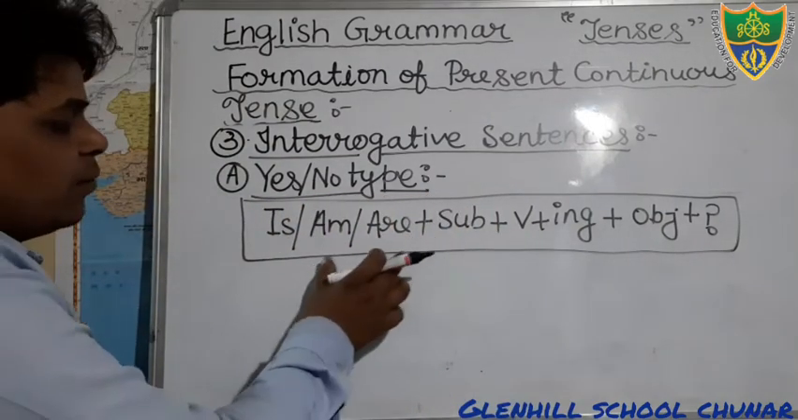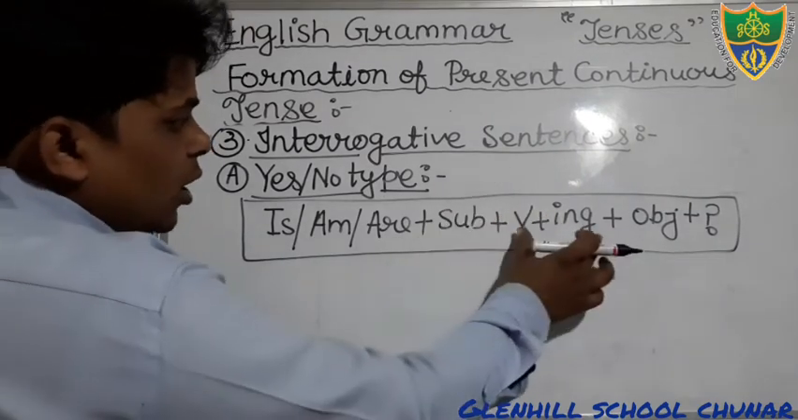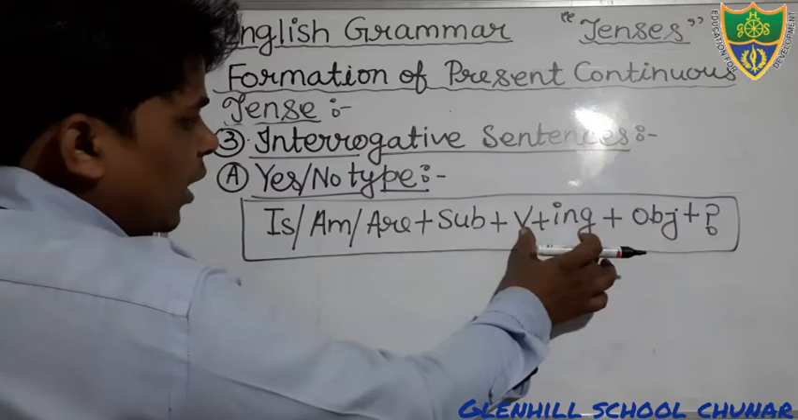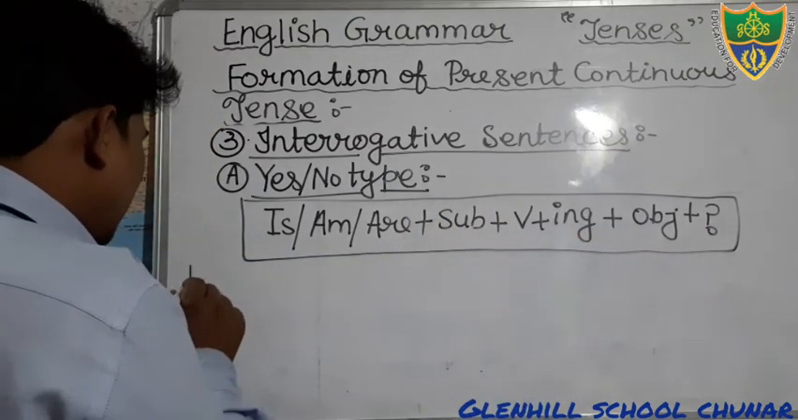Okay, helping verb, then after subject. If a negative word is there you can also mention it here. Then after verb, in the verb we will add ing, then after object, then after question mark. Example we can see.